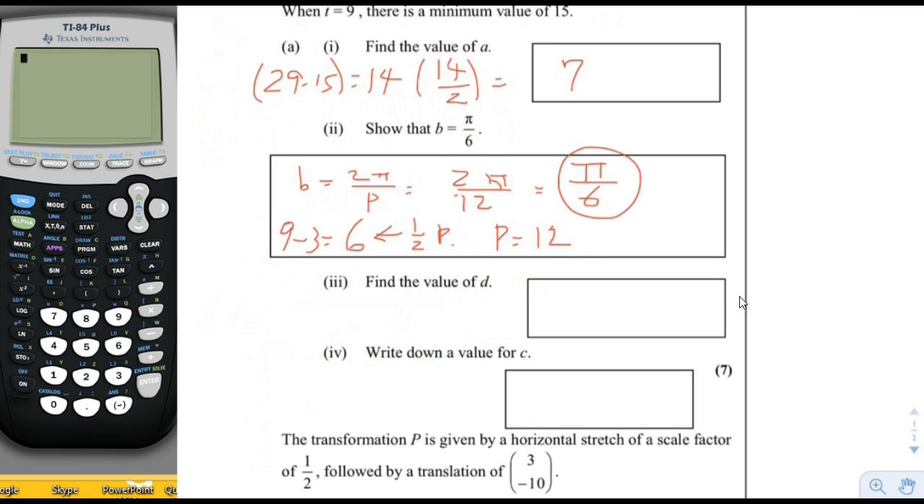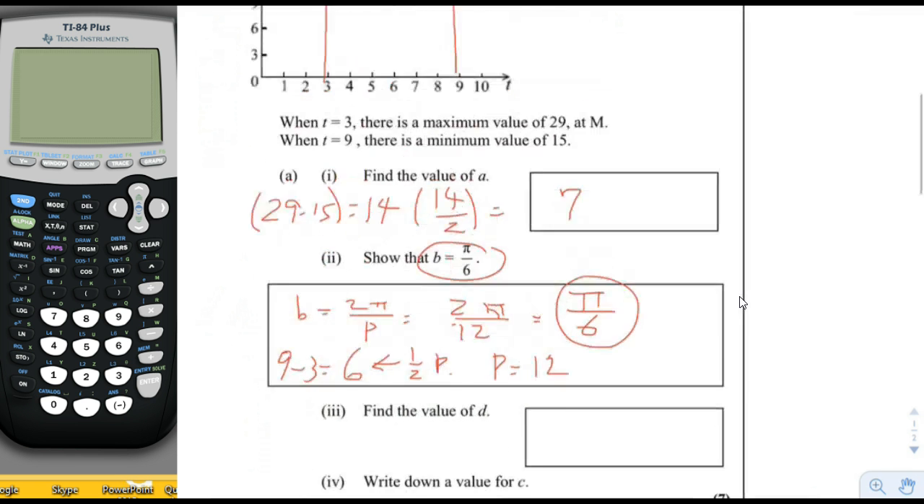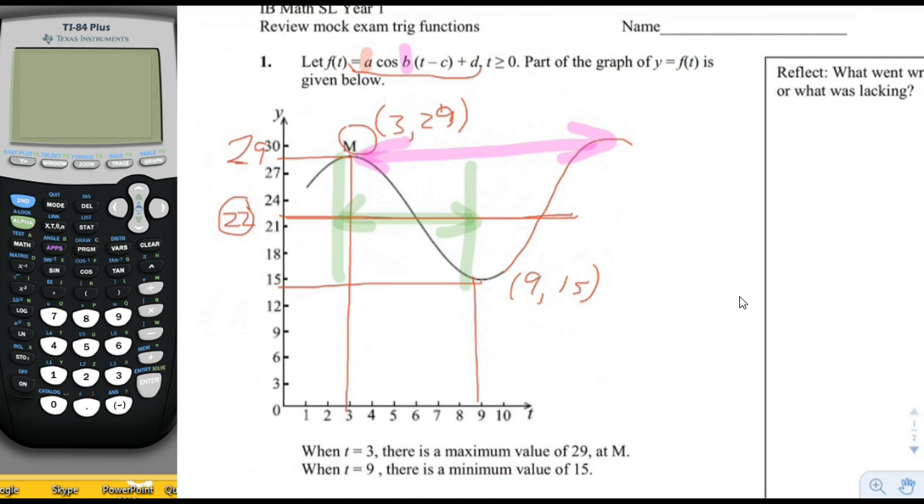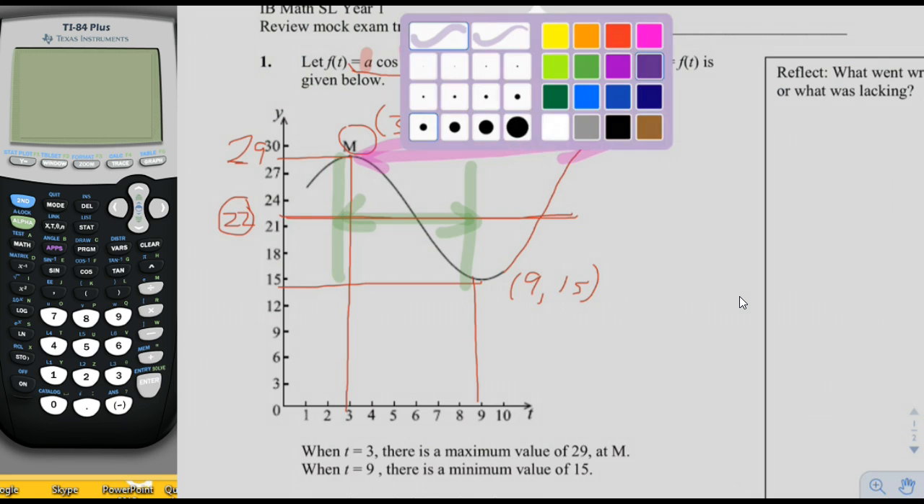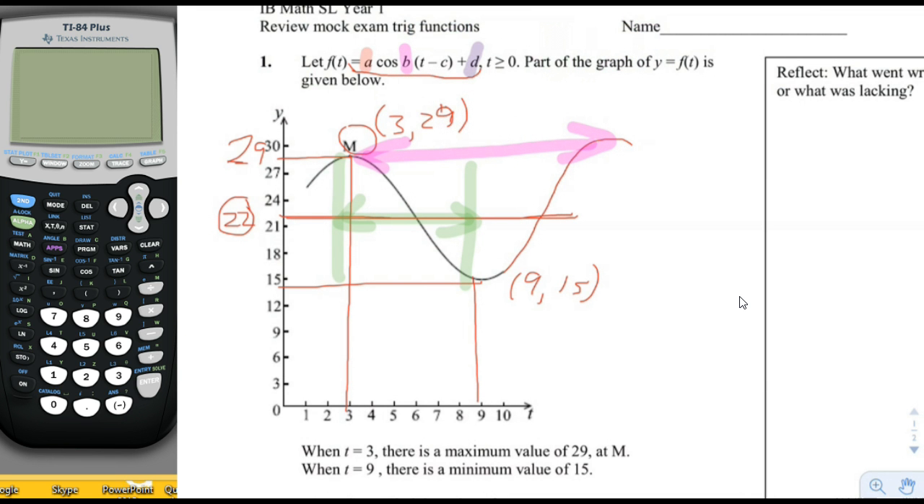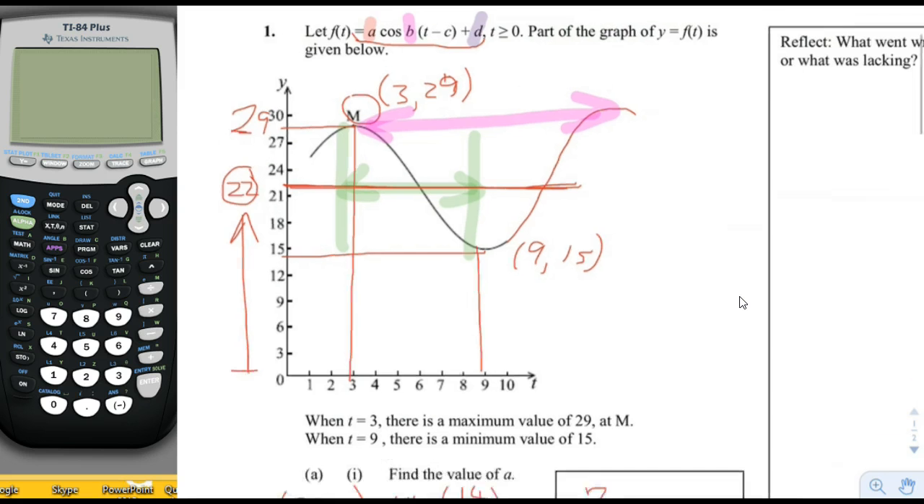Okay, so, oh, what do you know? All right. Find the value for d. Okay, remember d is the vertical translation. So let's see. The center line, or the mean line for this function is at 22. Originally it is at 0. So the translation is 22, right? So d is equal to 22.